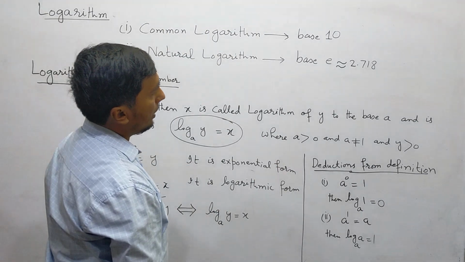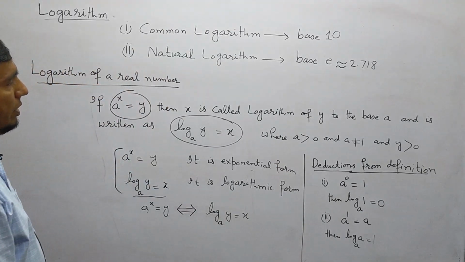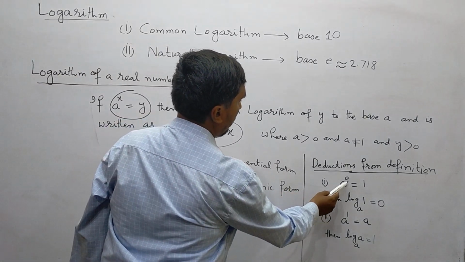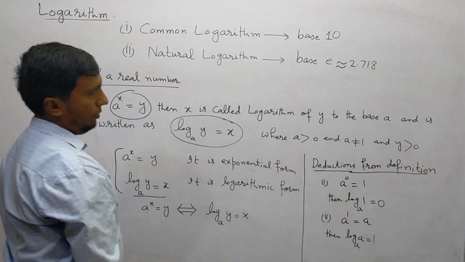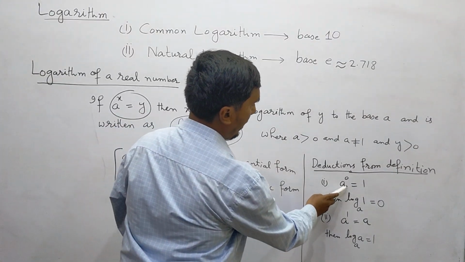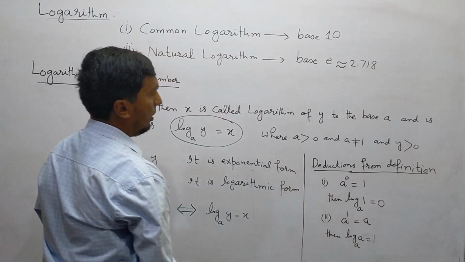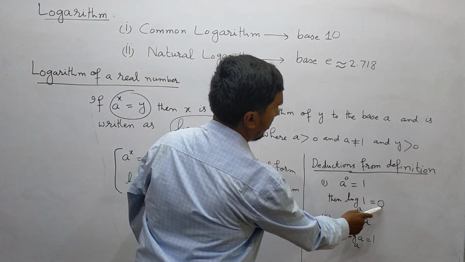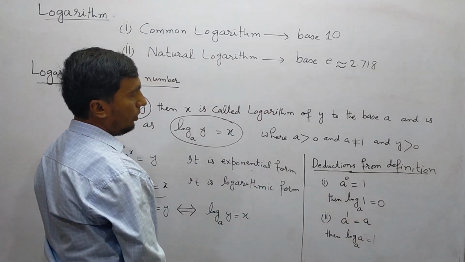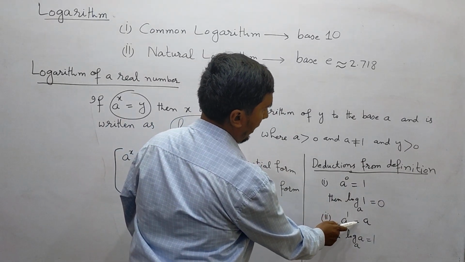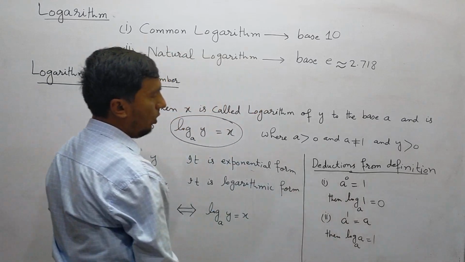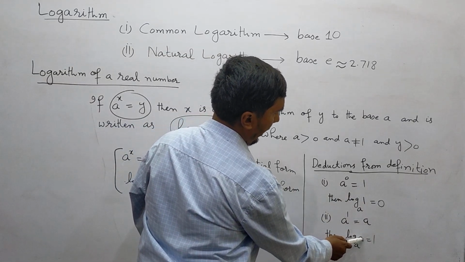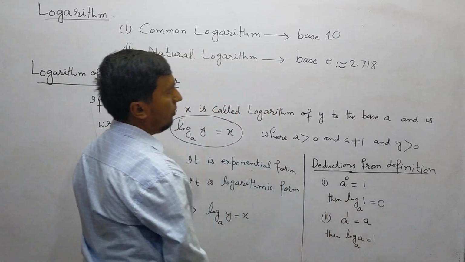Now we can make some deductions from the definition. As we know that a raised to the power 0 is always equal to 1, if we convert this exponential form into logarithmic form, we can write it as log 1 to the base a is equal to 0. Similarly, a raised to the power 1 is always equal to a, so we can write it in logarithmic form as log a to the base a is equal to 1.